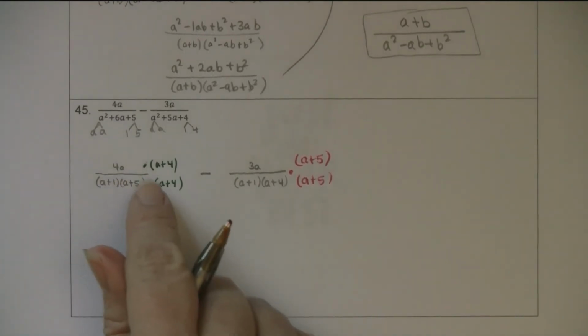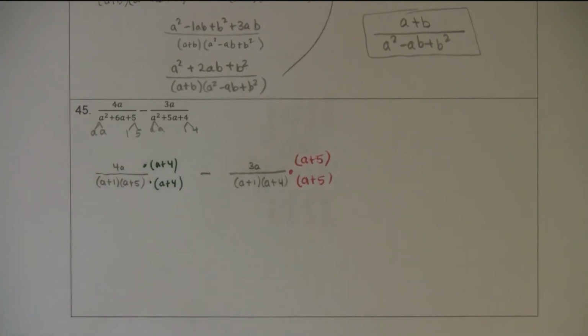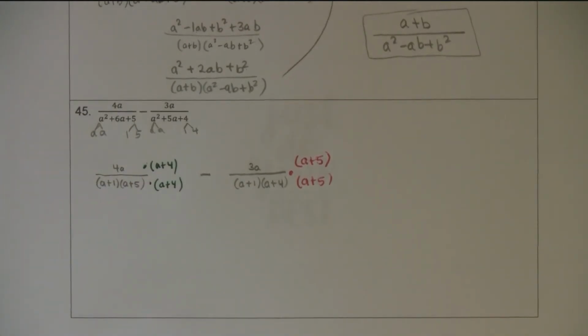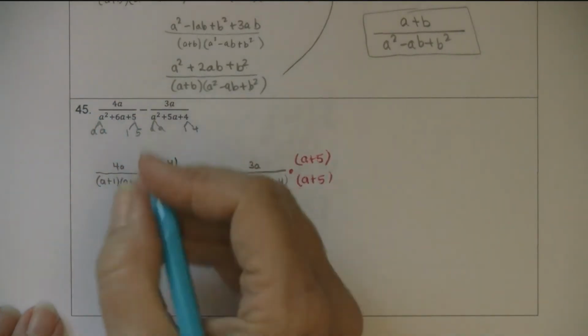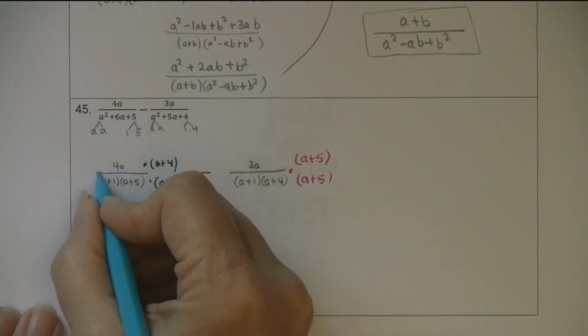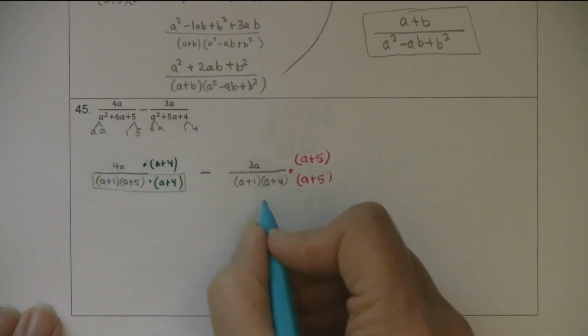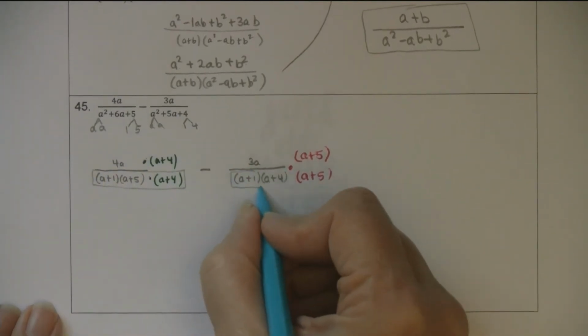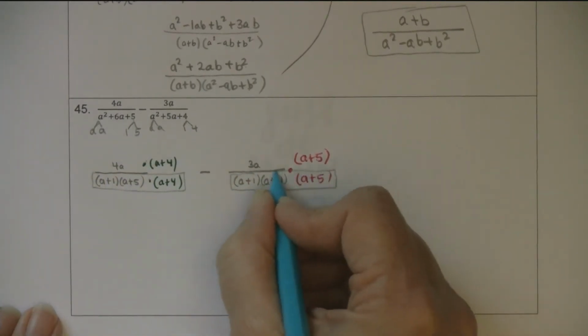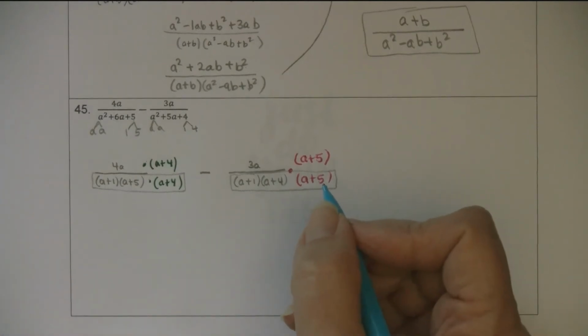Okay, now the denominators are the same. And so this is the denominator that's the same, right? It doesn't matter the order that you write it in. And nothing's going to happen to the denominator from this point on. Now that we made them the same, it's all working with the numerator.